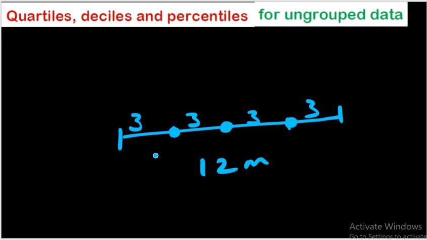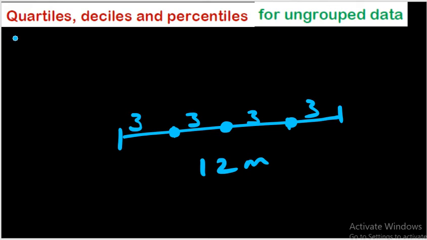When you divide a line segment into 4 equal parts, there will be 3 division points. If you divide it into 10 equal parts, 9 division points will be there. If you divide it into 100 equal parts, 99 division points will be there. It will be one less. So quartile is the same as dividing a data into 4 equal parts.